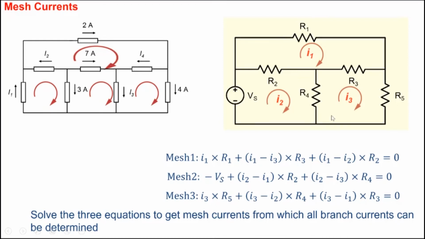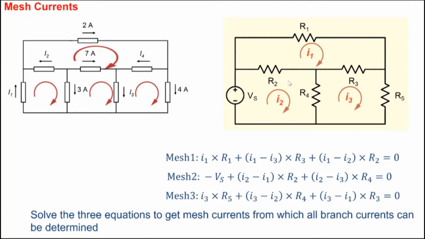You will get I1, I2, I3, and note that once you get I1, I2, I3, you know all the branch currents. The moment you know I1, you know the current in R1. If you want the current in R2, well, we already said it is going to be I1 minus I2. The current in R5 is going to be simply I3. The current in R3 is going to be I3 minus I1. And like that, you'll be able to get all the branch currents.